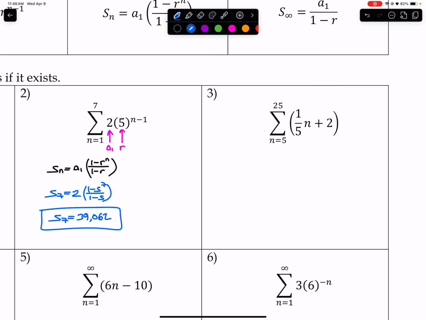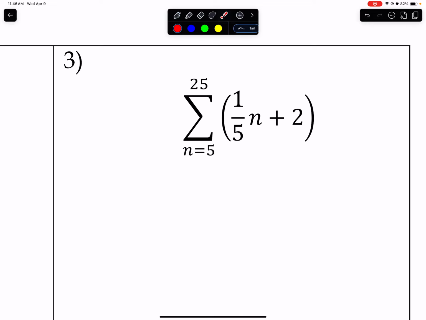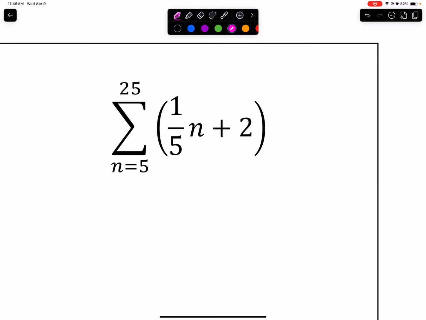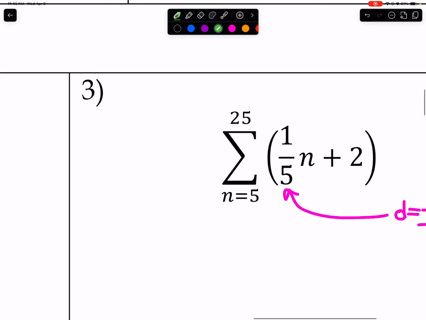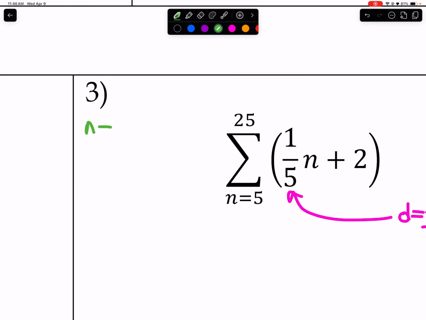Now, looking at the third problem here. Notice, once again, your equation is going to be written in terms of y equals mx plus b, in slope-intercept form. When it's written in slope-intercept form like this, what is also nice to know is that your slope, or quote-unquote slope, is actually going to be your common difference. So I also will need to find my n value. Once again, that's going to be the top number minus the bottom number plus 1. So that means we're actually going to have 21 terms that we need to find.